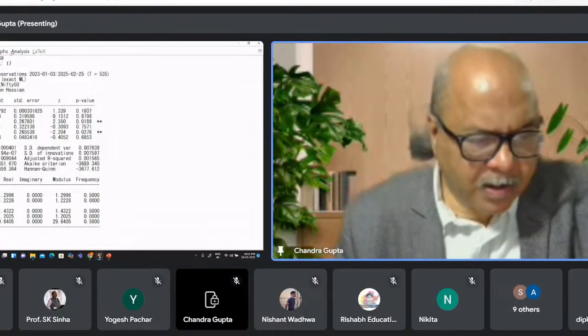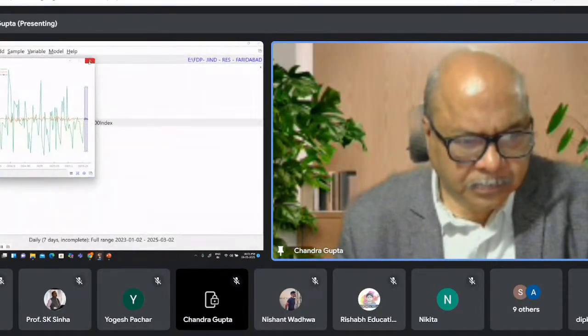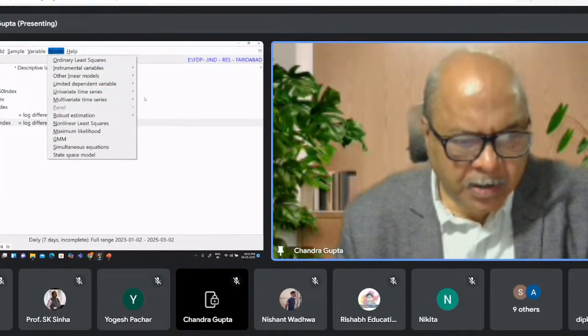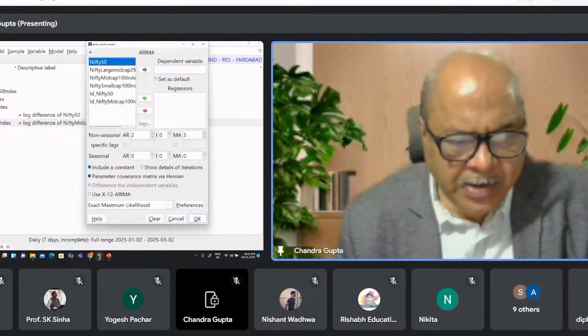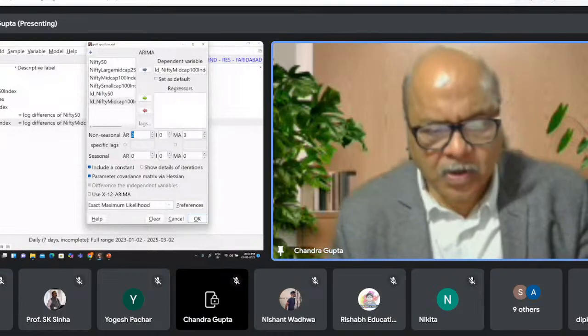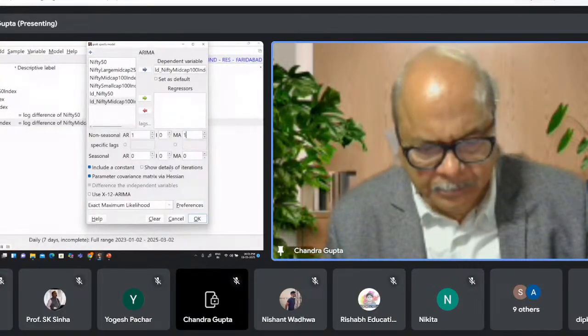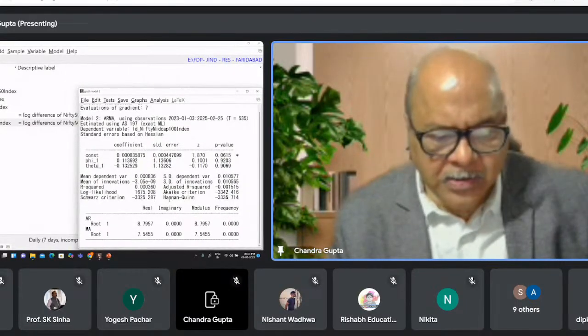Right? If I want to do model univariate ARIMA, suppose this time I take AR1, MA1, and that's the result which we get.